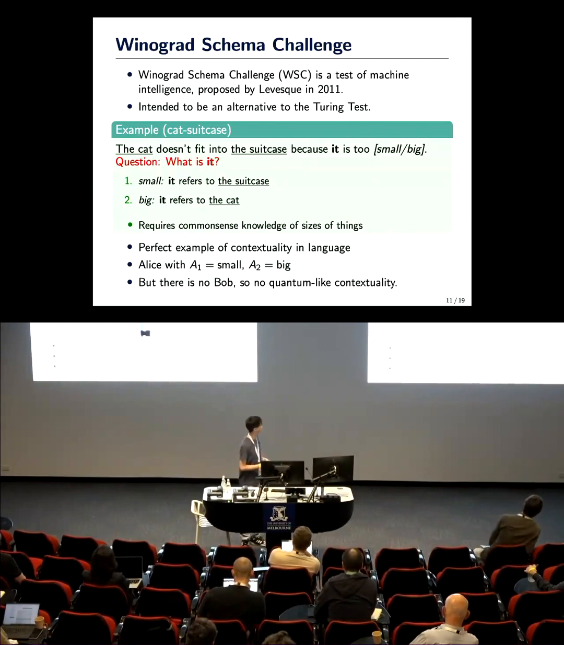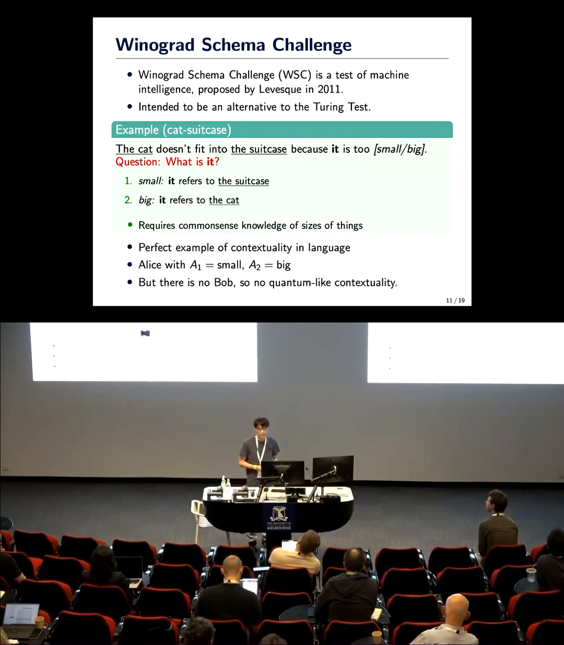I want to show you what we think is a perfect example of contextuality in language, and that is the Winograd schema challenge. It was proposed as a replacement for the Turing test. Let's look at one of its examples. The cat doesn't fit into the suitcase because it is too small or big. So the question is, what is it?